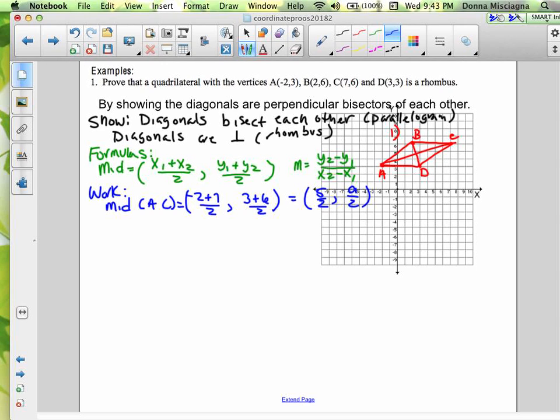There we go. Let's do the same thing and find the midpoint of BD. All right, so that's 2 plus 3 divided by 2, and the y-coordinate 6 plus 3 divided by 2. All right, so that's 5 halves and 9 halves. The diagonals have the same midpoint, so that means they're cutting each other in half. All right, so we got the midpoint. Now let's find the slope.